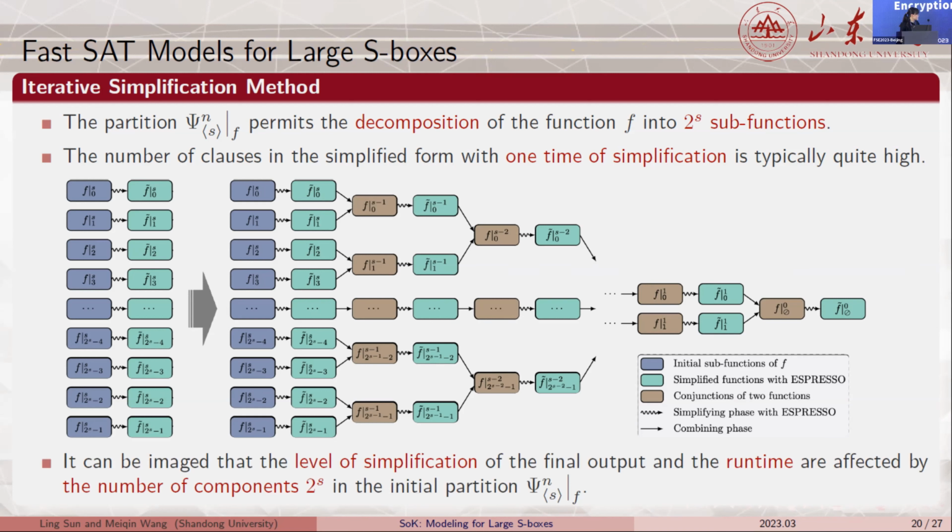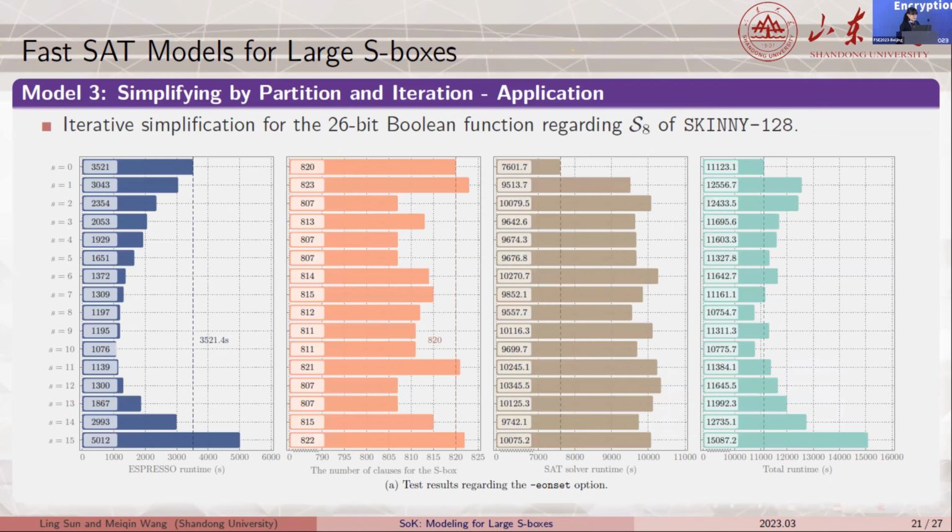It can be imagined that the level of simplification of the final output and the runtime are affected by the number of components in the initial partition. We did several tests in our paper, and we only show one of them here. It can be noticed that for some values of S, the runtime for Espresso is less than the one without partition. Also, the number of clauses is slightly reduced.